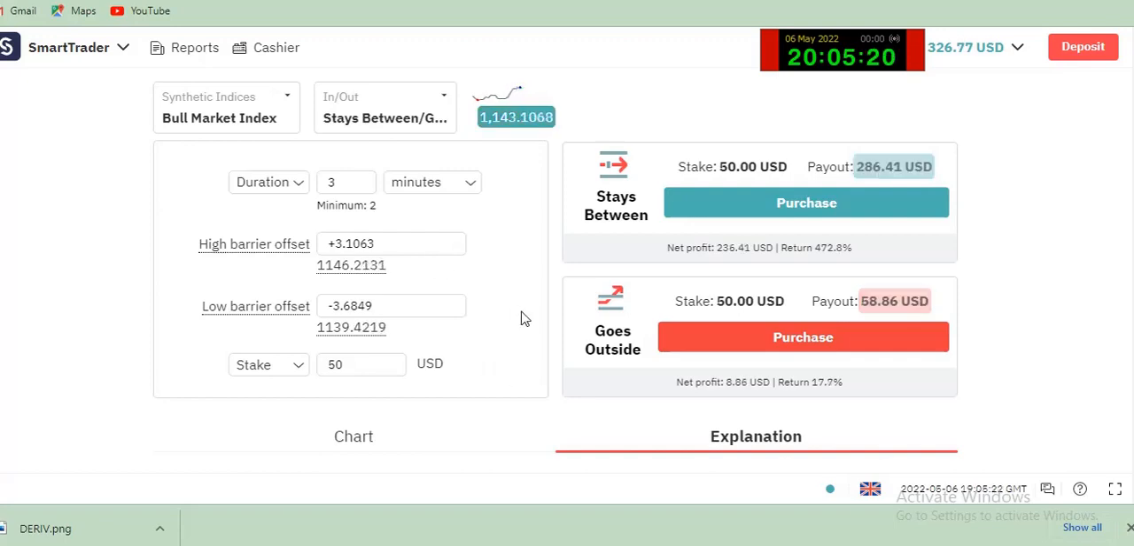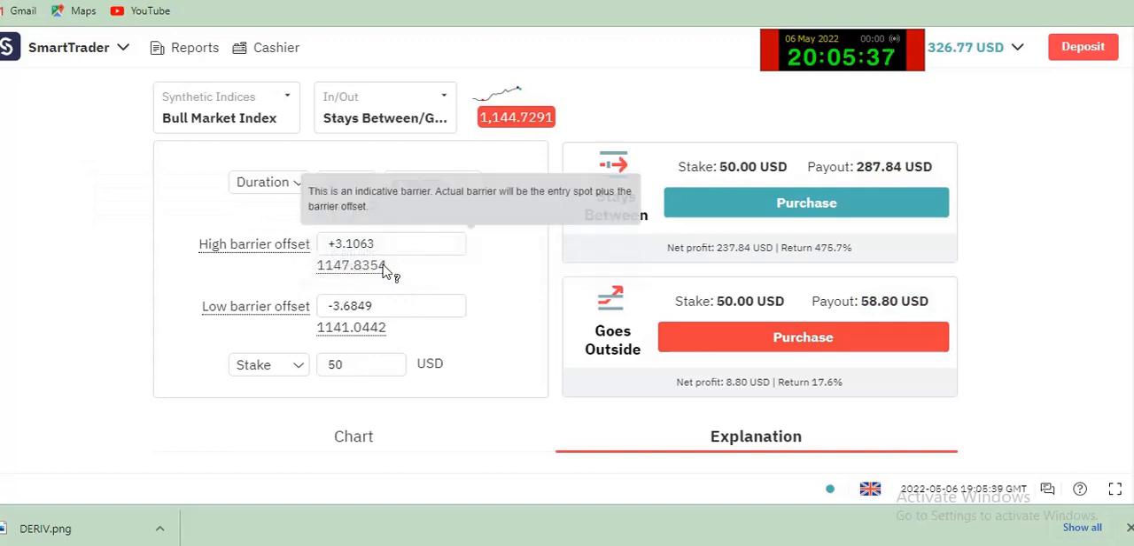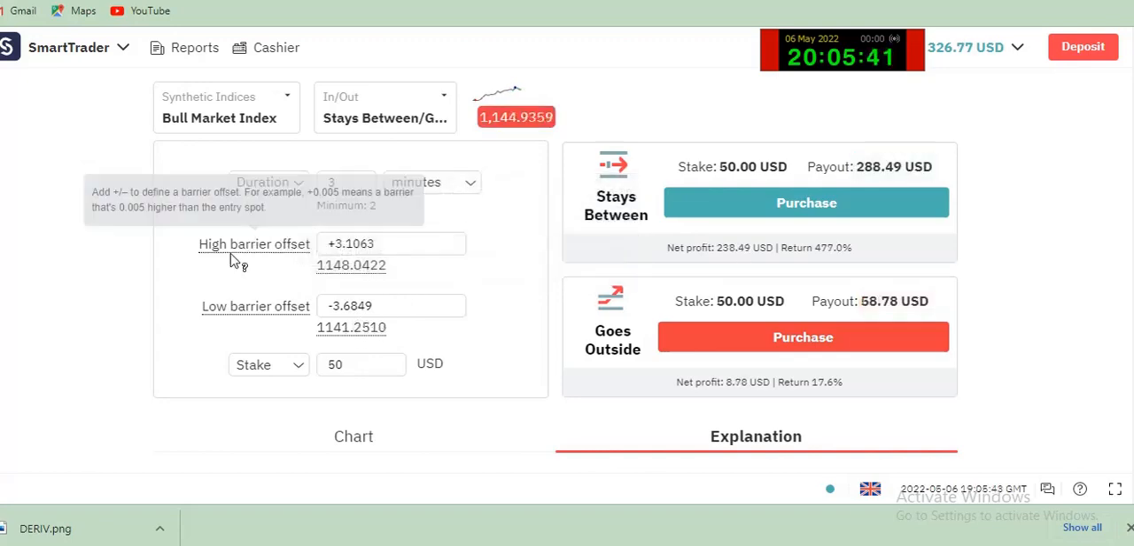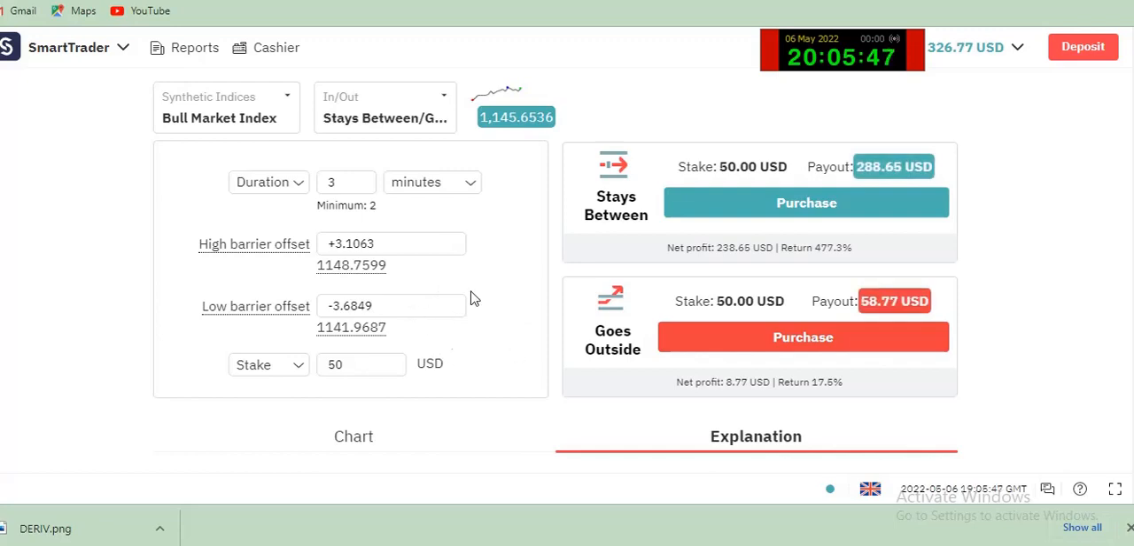Alright, let's take our last trade then. Let's wait for price to drop down. Once price drops down, we'll take our trade for goes outside. Please make sure you input the right barrier offset. As I said, I'm using +3.1063 for the higher barrier offset, and the low barrier offset I'm using -3.6849 for this. So make sure you input the right barrier offset before taking the trade. And our duration is 3 minutes.